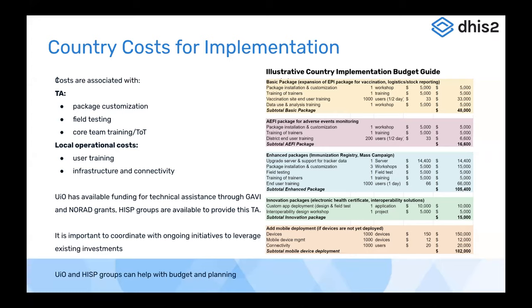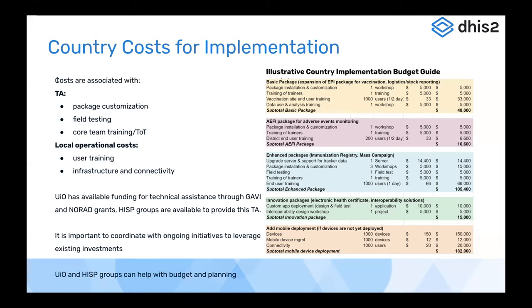And these are technical assistance costs that include customization of the packages to local routines and guidelines and requirements in country. There is a need to do field testing to ensure that it works as planned in an actual setting, and also to build capacity within the core team in country and conduct training of trainers. And UIO has available funding through Gavi and NORAD grants to help cover these technical assistance costs. However, there are also operational costs to cover things like user training, infrastructure such as devices and connectivity. And this needs to be financed from other sources such as local donors or investors.